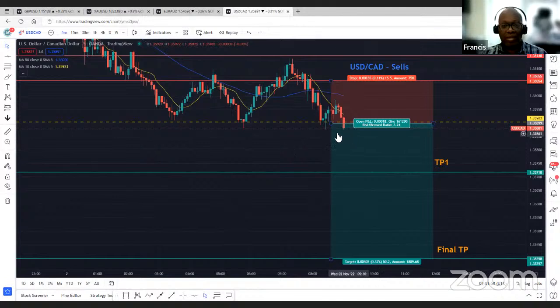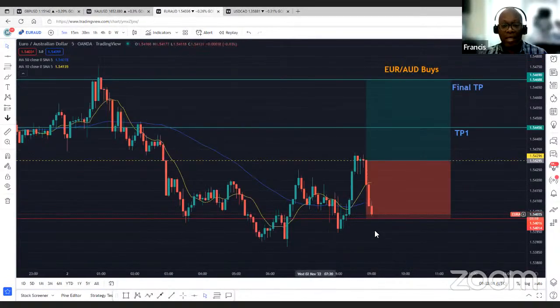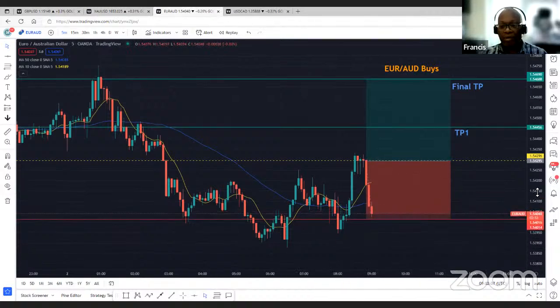Okay, this one has gone into profit again. This one is about to hit stop loss. Who knows? We can still escape it.